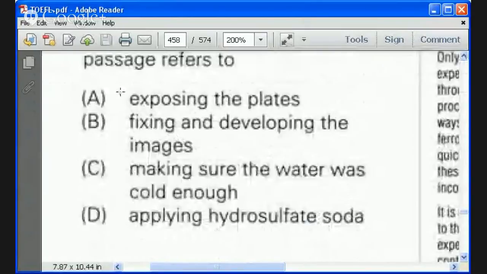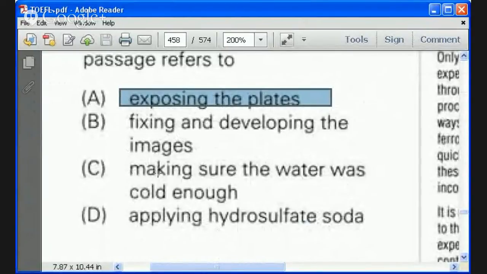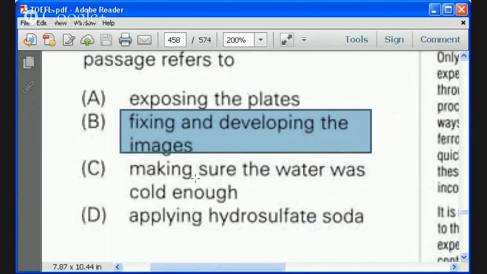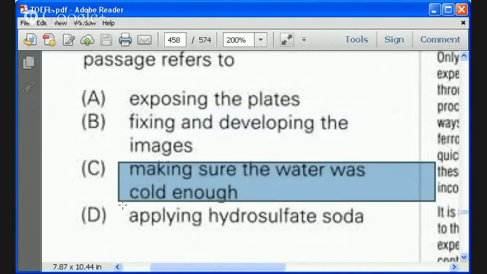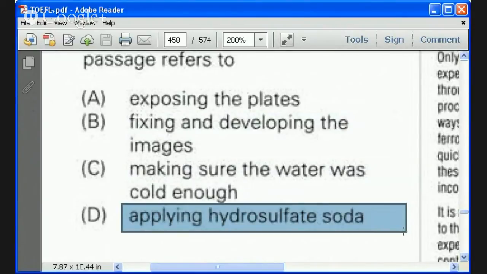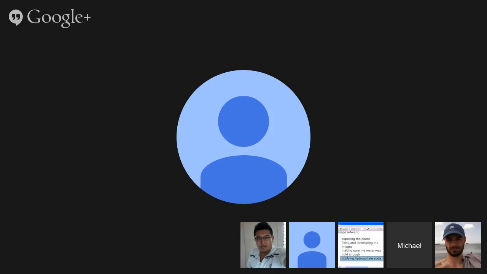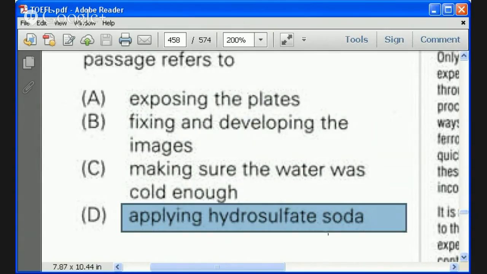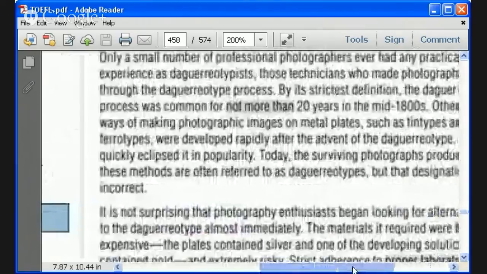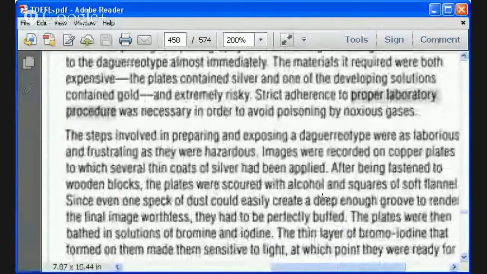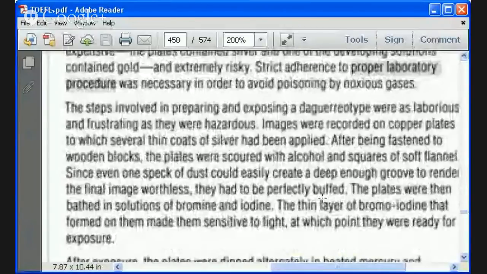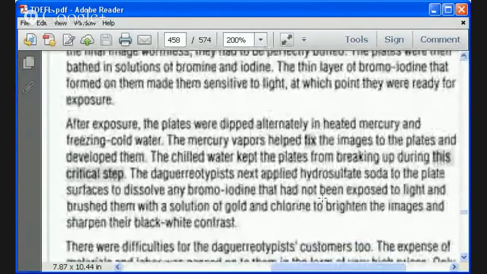Wait a minute. Are we exposing the plates, fixing and developing, making sure the water was cold enough, applying hydrosulfite soda? Oh my gosh. D we can eliminate, but I still don't feel like I have enough information. By the way, this is going to be common in the test. You're going to be going back and forth, question, material, question, material, because the idea is you're trying to waste as little time as possible to figure out the answer.